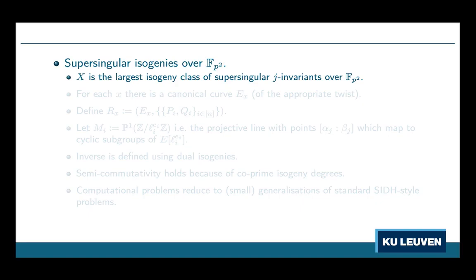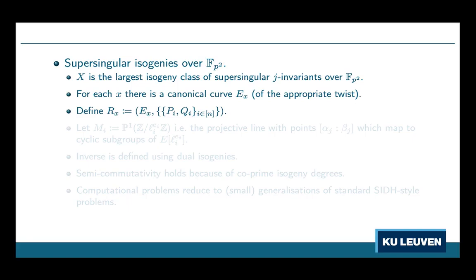So here we take X to be the largest class of supersingular j-invariants over Fp squared, so the largest graph of curves where all the curves are isogenous to each other. And then we can say that for each j-invariant, each node, there is a canonical curve E_x. This can be defined by the coefficients of the curve. So we set this to be the first element of our representatives. And with each such curve, we actually let the representative be also a set of n bases of torsion points. N can be 2, 3, 4, or more.